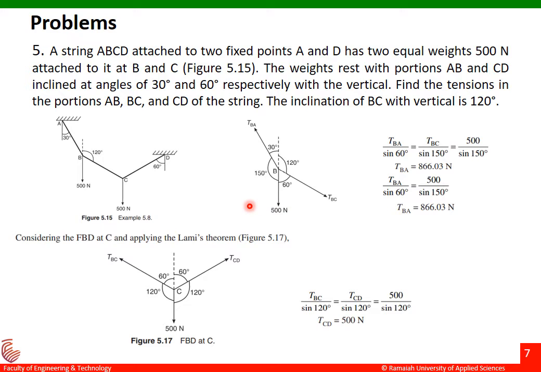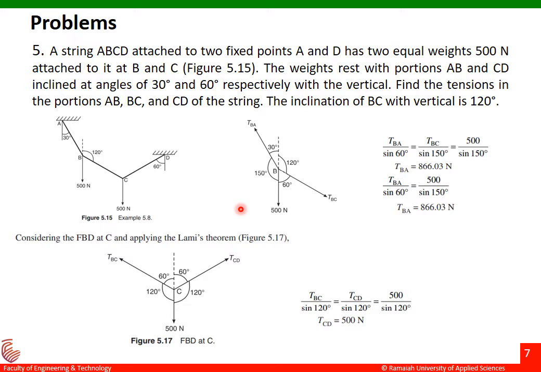Problem number 5. A string ABCD attached to two fixed points A and D has two equal weights of 500 Newton attached to it at B and C, as shown in the figure. The weights rest with portions AB and CD inclined at angles of 30 degrees and 60 degrees respectively with the vertical. Find the tension in portions AB, BC and CD of the string. The inclination of BC with respect to the vertical is 120 degrees.